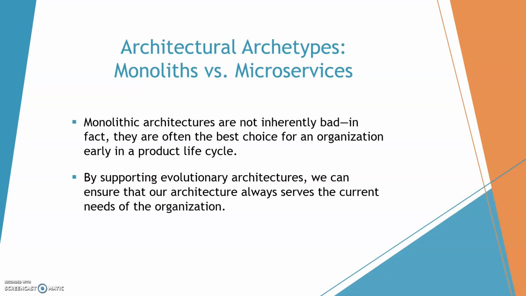But as you grow, you'll see that you'll start stepping on each other's toes a lot. Whenever you need to deploy, it will bring down the whole application while you deploy, and you also run the risk of changing things in one end of the application, breaking something on the opposite end of the application. That just increases as the logic grows and the teams grow. So by supporting evolutionary architectures, we can ensure that our architecture always serves the current needs of our organization.